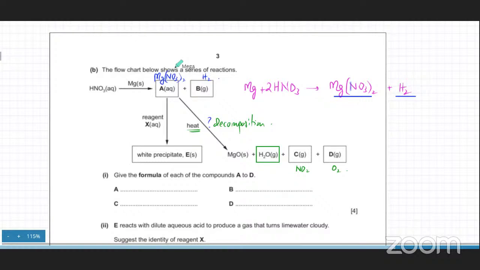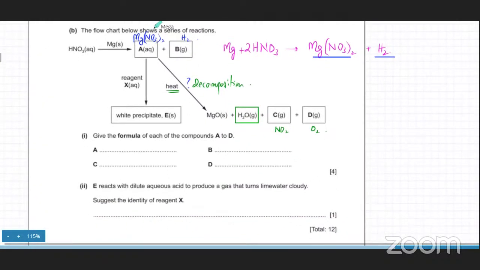And then they're also asking about the white precipitate. They're saying that a reagent X was added, and they've talked about the identity of E over here. I think that E reacts with dilute aqueous acid to produce a gas that turns lime water milky, which means carbon dioxide gas. That's a test for carbon dioxide gas. So CO2 gas is being produced. And who produces CO2 gas? Carbonates produce CO2 gas. So the identity of E is probably magnesium carbonate.